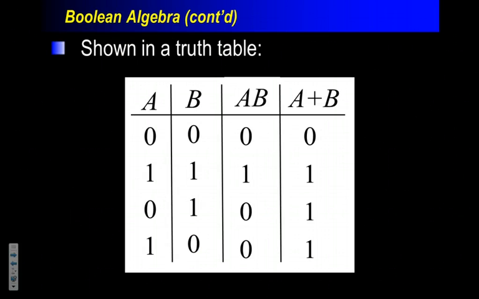So again, things to note about the truth table is with AND, there's only one instance where a 1 is generated, and with OR, there's only one instance where a 1 is not generated.